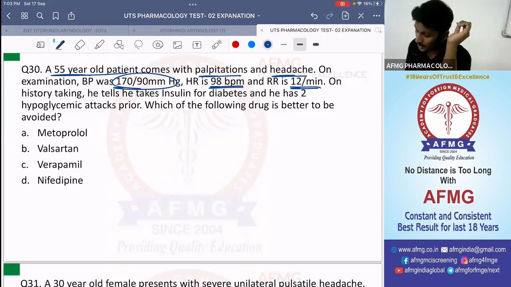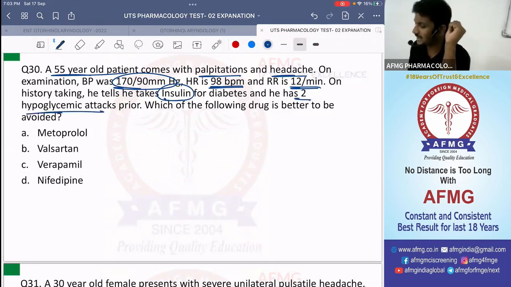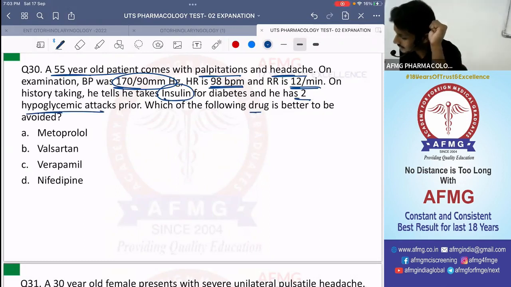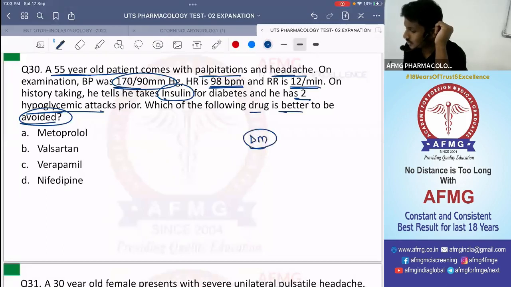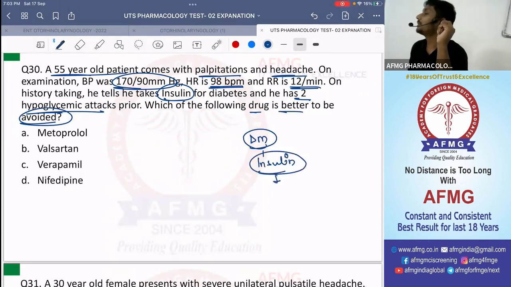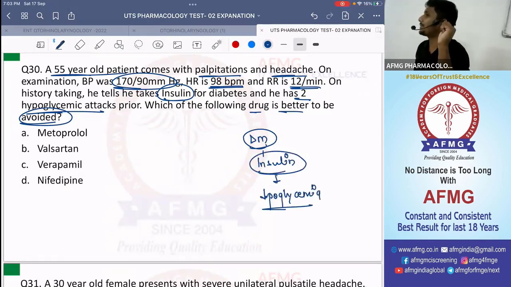That is hypertension. On history taking, he takes insulin for diabetes and he has had 2 hypoglycemic attacks prior. Which of the following drugs is better avoided in this patient? So if a patient is a diabetic individual, and if he is on insulin, what can happen? Insulin is the drug which has the highest risk of which side effect? Hypoglycemia, followed by sulfonylureas that we discussed already. Okay? So insulin has the highest risk of hypoglycemia, low blood sugar levels.